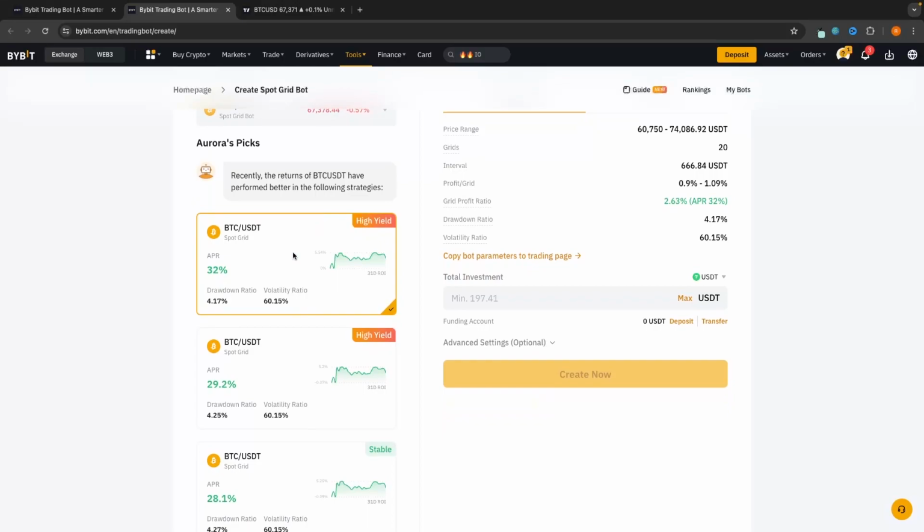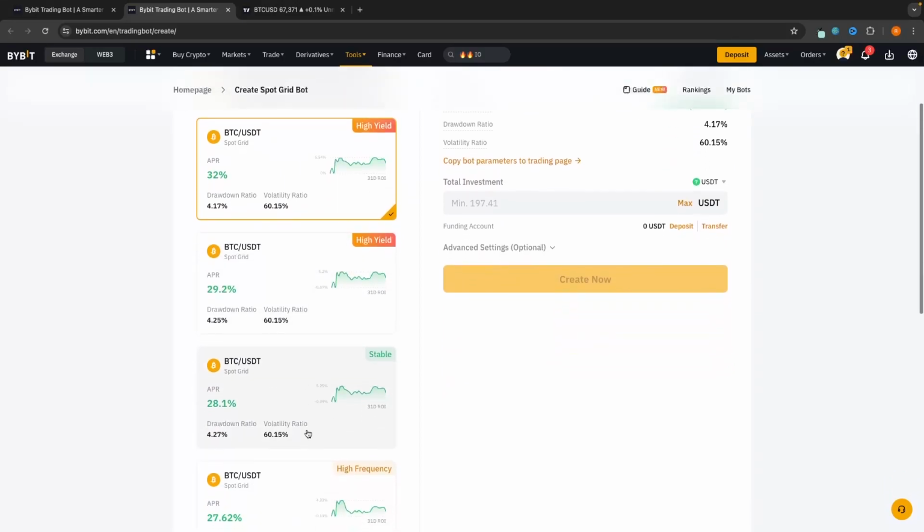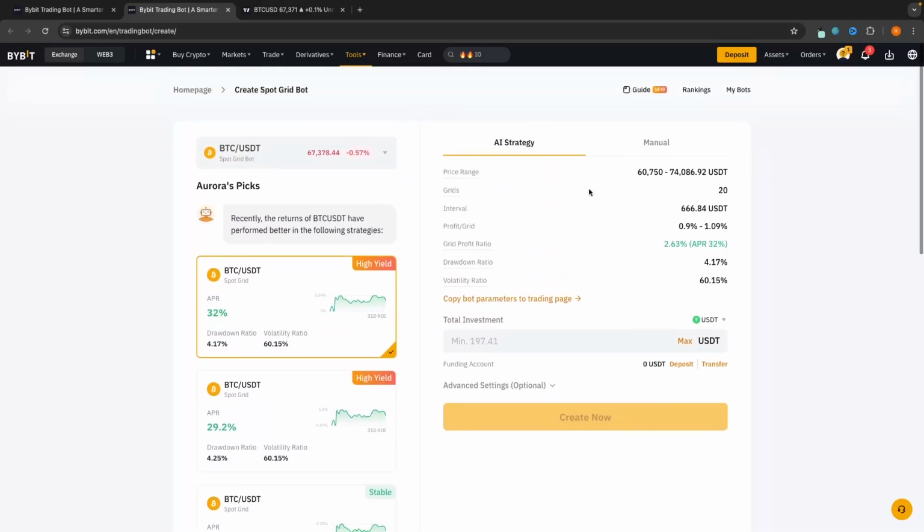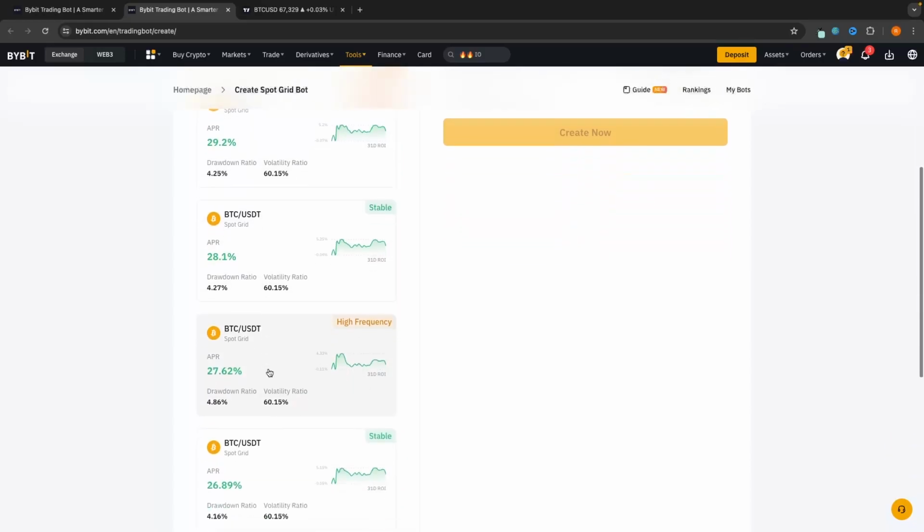However, if we go down, we have some different strategies that AI has come up with, and watch how this strategy changes right here. So if we flick to this one, we can see the grids have changed from 20 to 21. The interval is slightly smaller, going from 666 to 635. But basically, the main difference between these is going to be the APR. So if price stays the same and trades within this range, how much are we going to make over the next year? And that's what we can see right here.